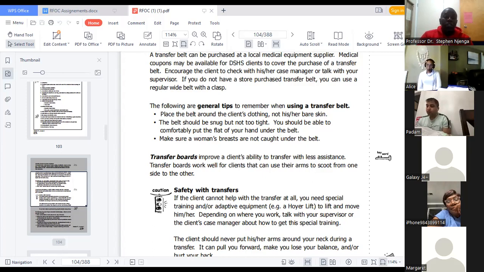So if you arrive at a station of work and you are told, hey, here is the Hoyer lift that you're going to use to transfer client X from point A to point B, you need special training. You need to be trained how to use it. Don't assume things, because in this field, we say that safety comes first.